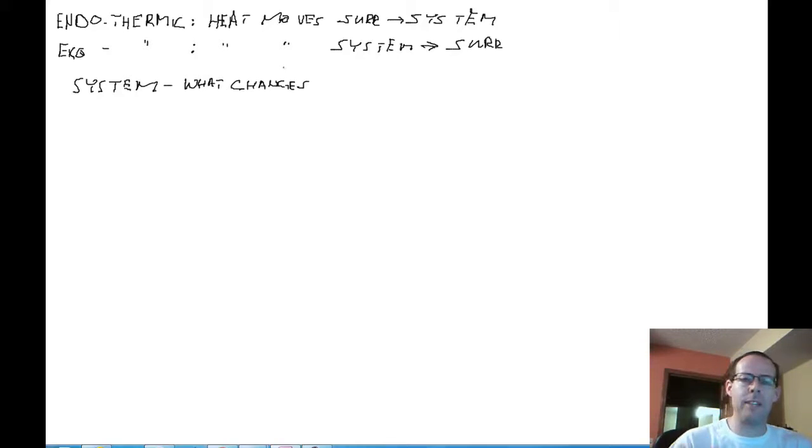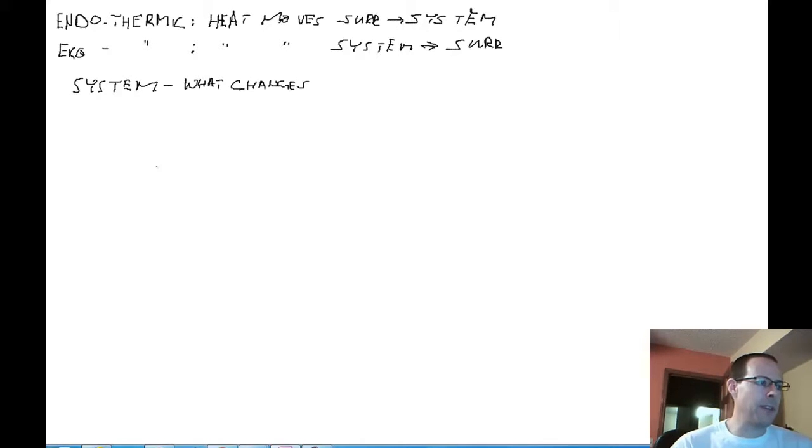They were a solid, and as they melted, they lost those attractions that locked them into place, so they started flowing, and as they flowed, they became runny, like a liquid. Okay, so what was changing? The water molecules were changing. The surroundings is the rest of the universe. All right, so it's a very, very broad system, or very broad definition.